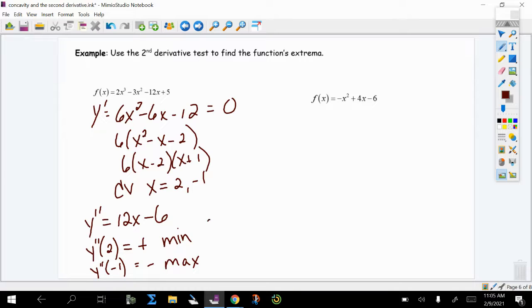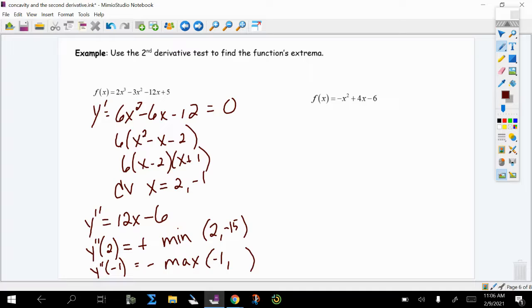Now to find the y values, I do still have to go back to the original function. That doesn't change. So if I put 2 into the original function, I'm going to cheat and grab a calculator here. So 2 times 2 to the third minus 3 times 2 squared minus 12 times 2 plus 5, I get negative 15.